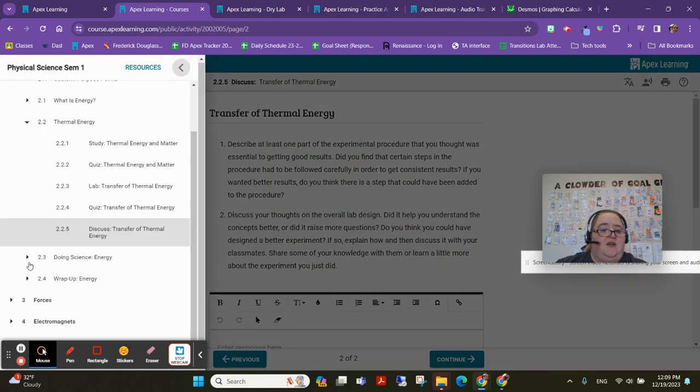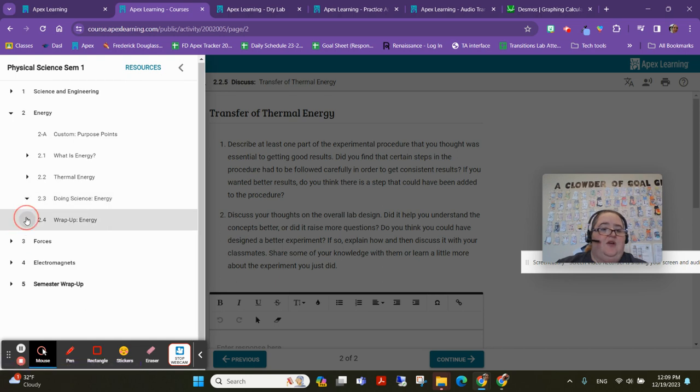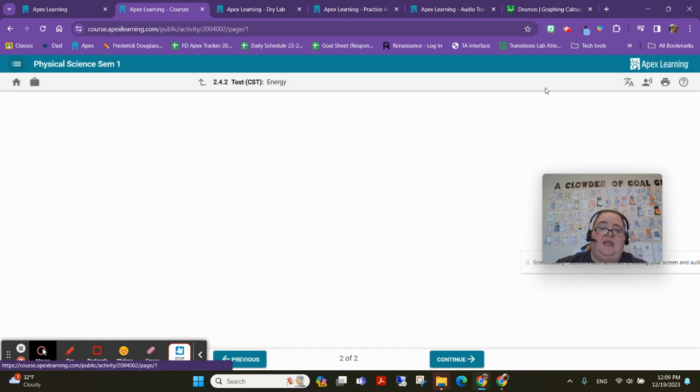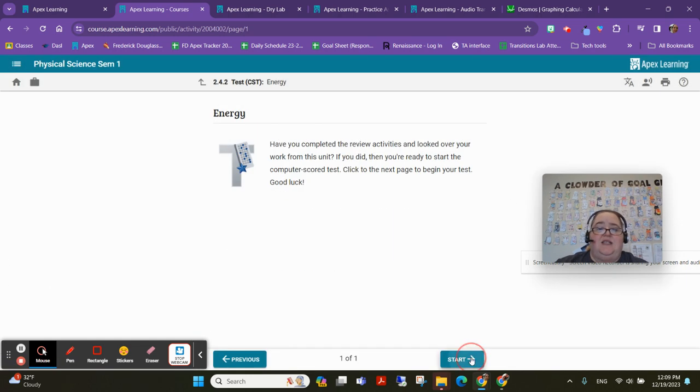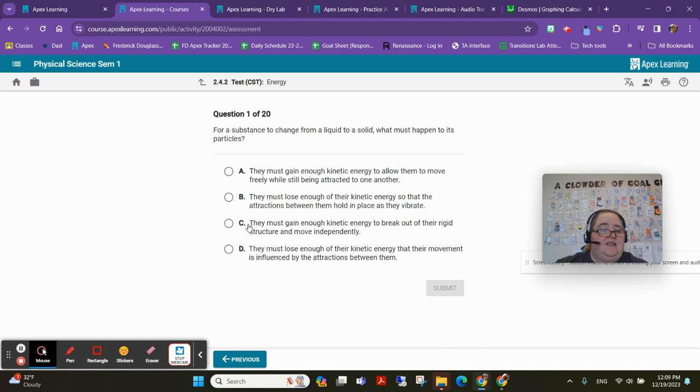And of course, when we've done all that, we're going to be ready for our CST, which again needs to be unlocked and is a multiple choice test, much like the quizzes that you do in Apex.